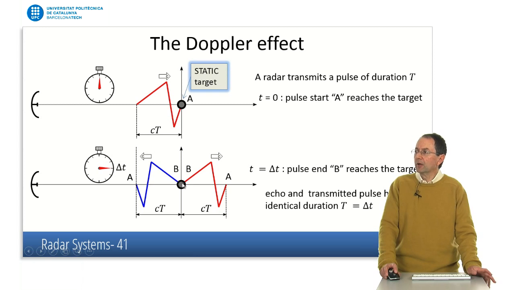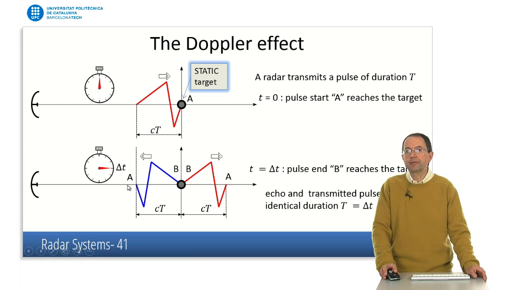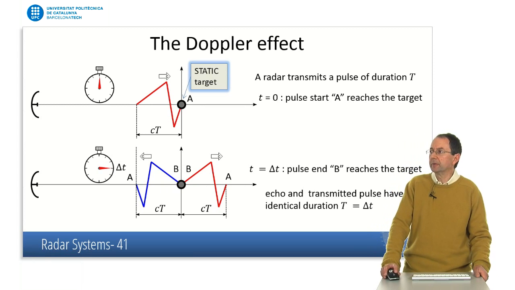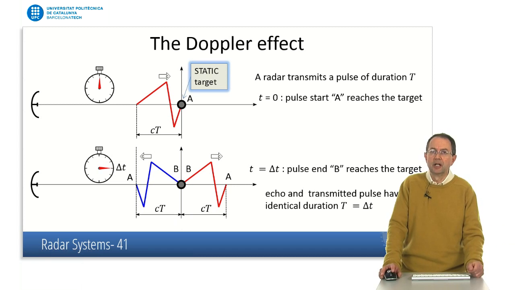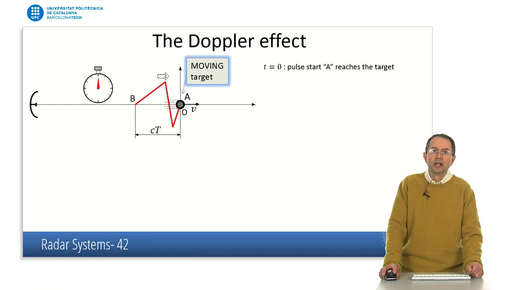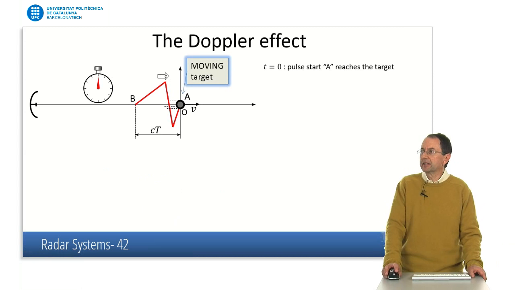Now, because the target is static, you can see here both signals, the one that is continuing its travel and the one which is reflected, which is the echo, have the same shape. And actually, the echo duration is exactly the same as the incident pulse duration. So in this case, the echo is just a replica of the illumination. Now, let's consider a moving target.